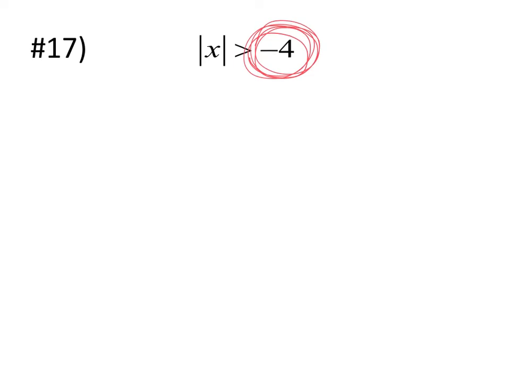So what do we know about our absolute values? An absolute value will always give you a positive number. So any number we put in here is going to give us a positive number.